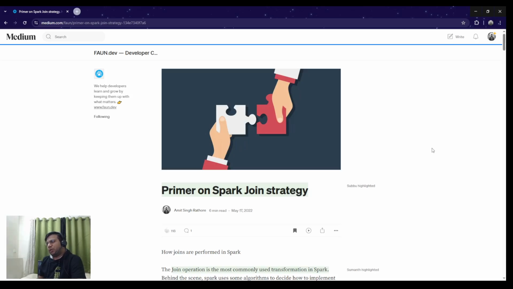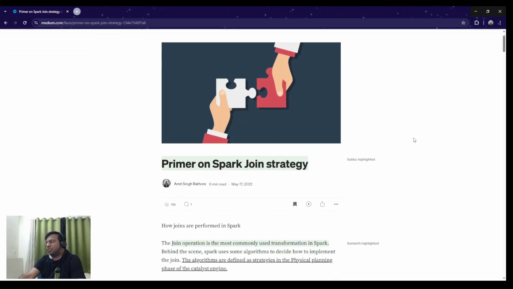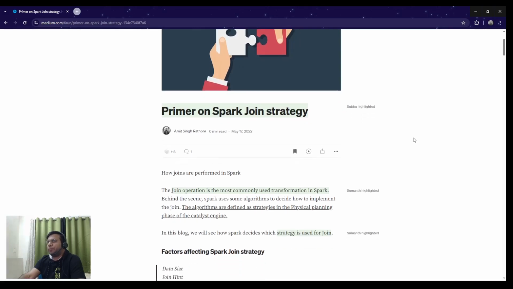Because Spark internally operates on data frames, it has the concrete implementation of the joins that are defined based on certain strategies. For example, the inner join that we are doing might be translated into a broadcast join, or might be translated into a sort merge join. So we will go through the types of joins and how Spark decides which join strategy to use given the input.